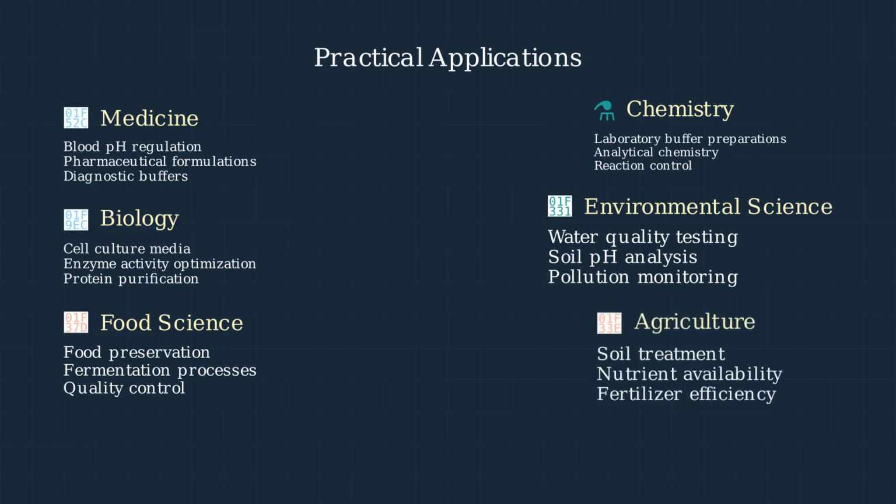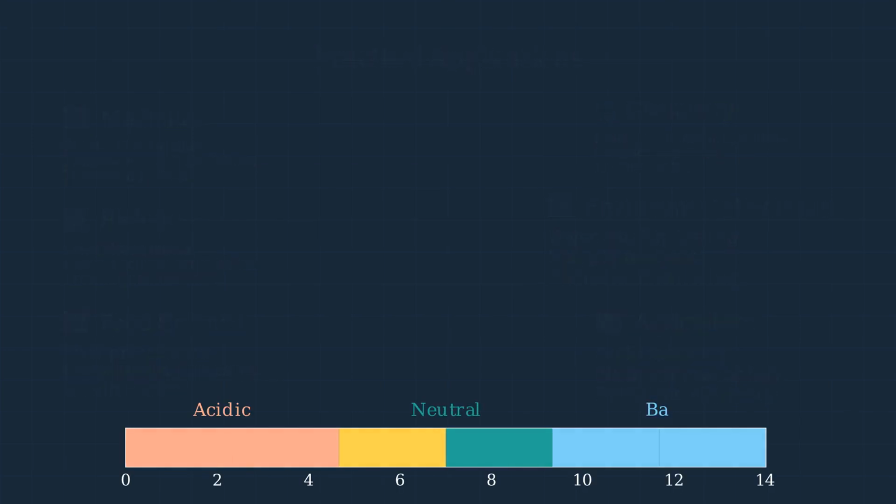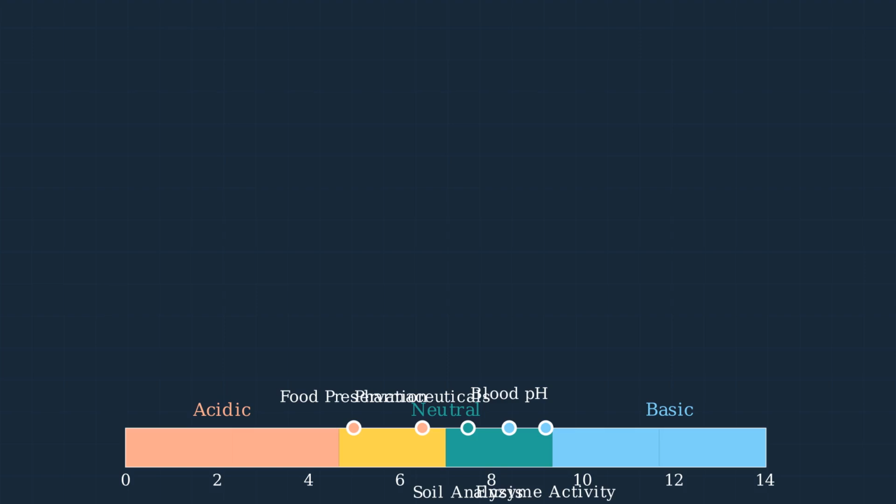And agricultural experts use it to improve soil treatment and nutrient availability. These applications span the entire pH scale, from acidic food preservation to basic enzyme environments. Each application requires precise pH control, which the Henderson-Hasselbalch equation makes possible. In conclusion, the Henderson-Hasselbalch equation remains a cornerstone tool in science.